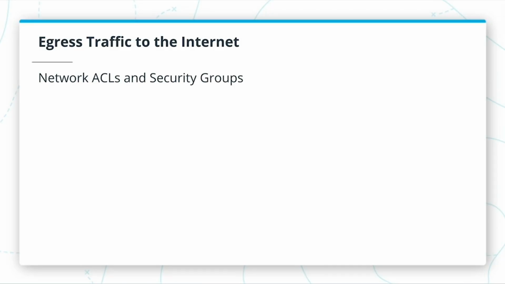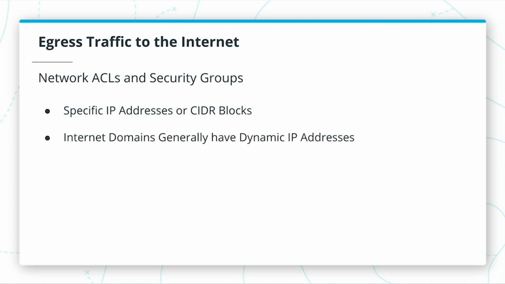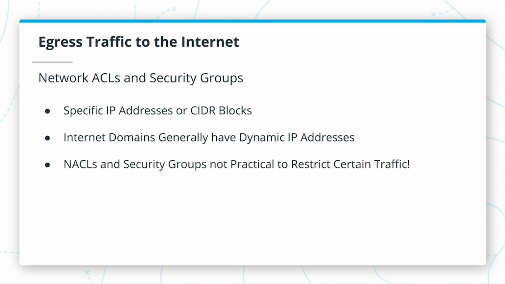Oftentimes, our applications will need to access services on the internet that are outside of the private cloud network where they are hosted. So far, we have focused on restricting traffic to subnets and instances using network ACLs and security groups. These tools also provide us the ability to control outbound traffic at the IP address or CIDR block level. Unfortunately, due to the ever-changing and dynamic nature of internet services, it is impractical to pin down specific IP ranges of the services we need to connect to. As a result, using network ACLs and security groups to restrict internet-bound traffic is not the best approach.